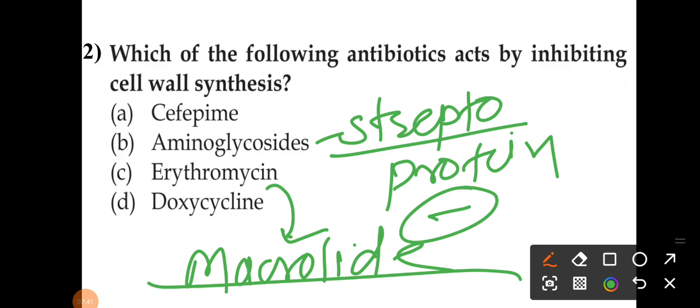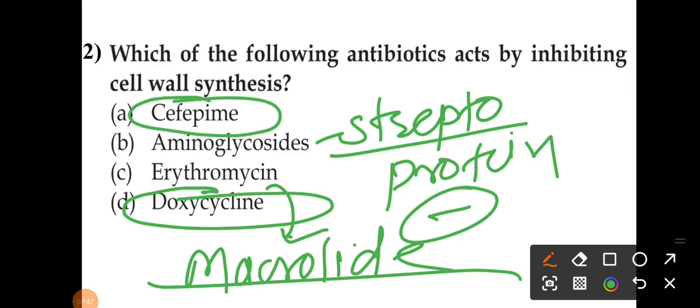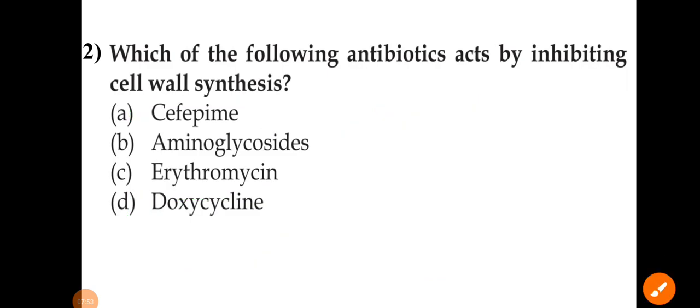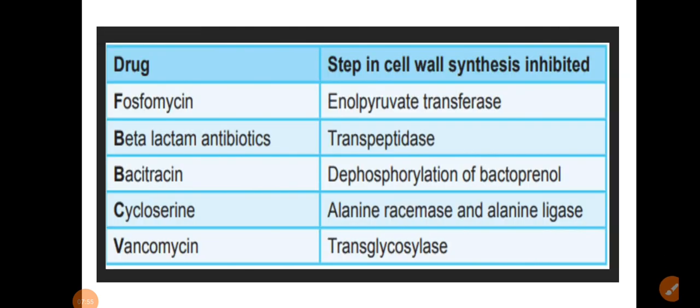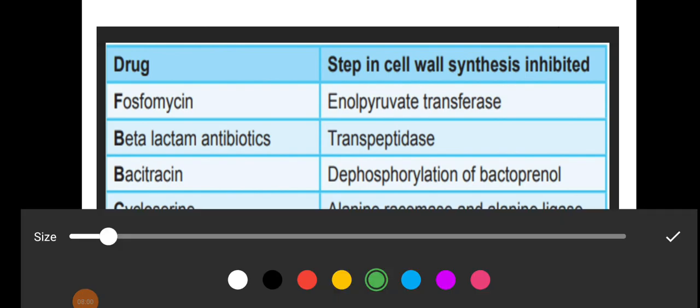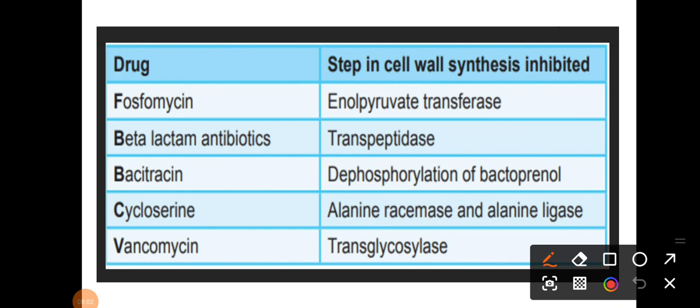Okay, and doxycycline, again, is from your tetracyclines. So option A is correct, because only cephalosporin is a cell wall synthesis inhibitor. Okay, here are the cell wall synthesis inhibitors, just as we have seen. Fosfomycin, beta lactam antibiotics, bacitracin, cycloserine, and vancomycin are our cell wall synthesis inhibitors.